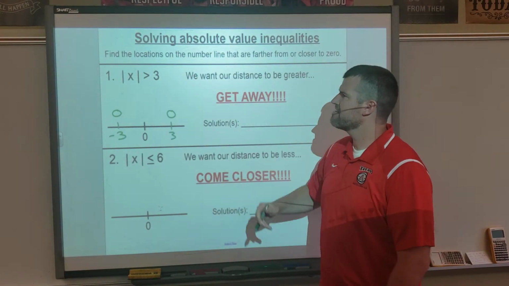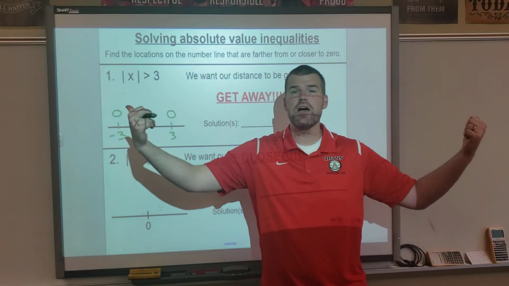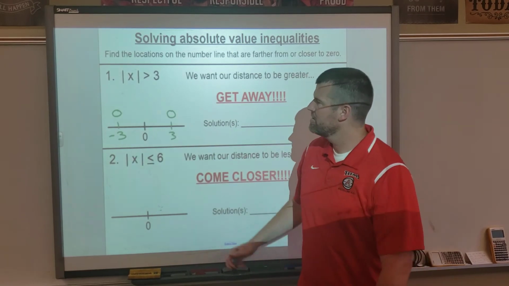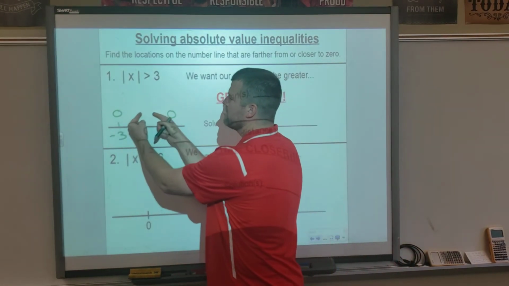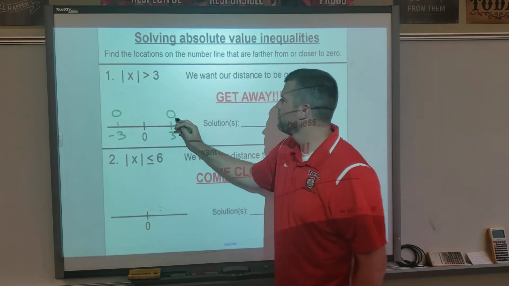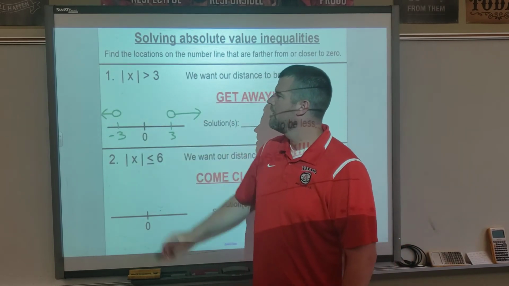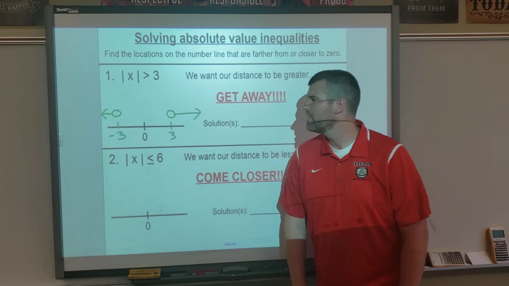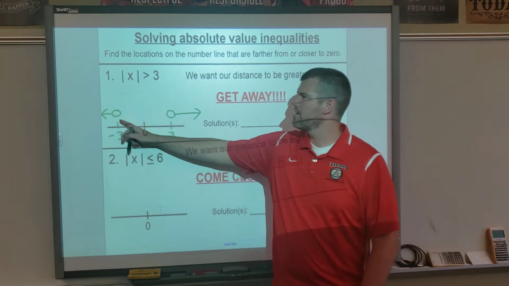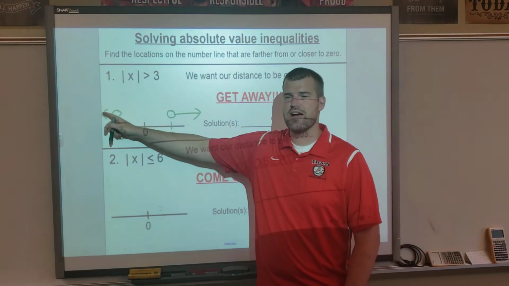And then we want our distance to be greater. So we're going to get away. We're going to move away from each other. So instead of having my arrows come towards each other, they're going to get away. We're going to get far away from 0. So we're going to go away from each other. Therefore, our solutions are each of these two separate graphs.